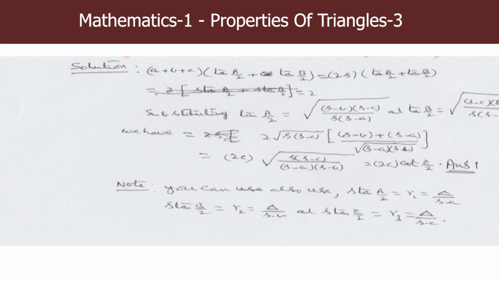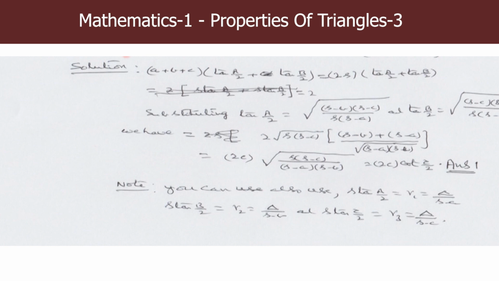And here I have given you a note. In triangle ABC, A plus B plus C... the problem is the same. Here the note is, you can also use S tan A by 2 is equal to R1 is equal to delta by S minus A, S tan B by 2 is equal to R2 is equal to delta by S minus B, and S tan C by 2 is equal to R3 is equal to delta by S minus C. You can also use this formula to get the answer. Okay.